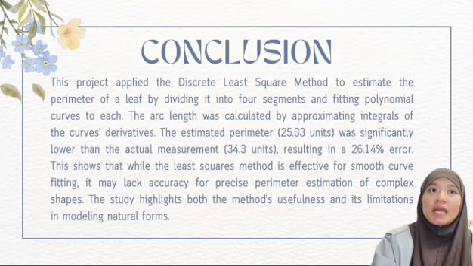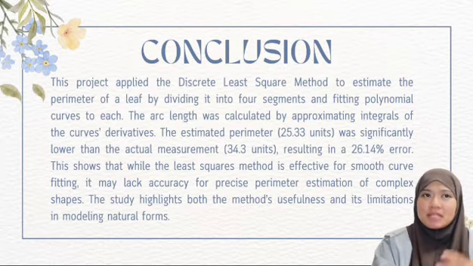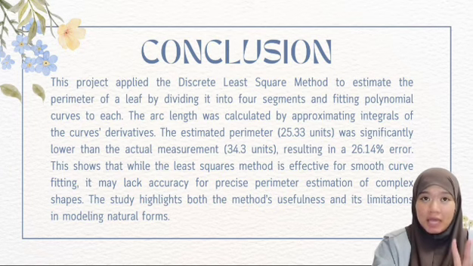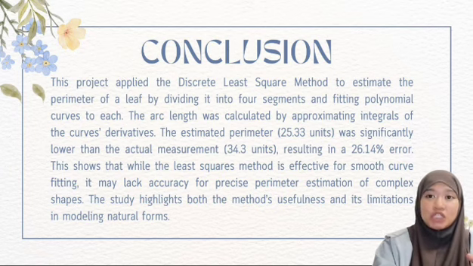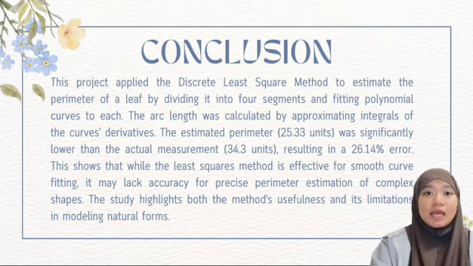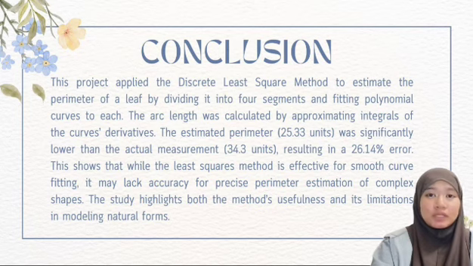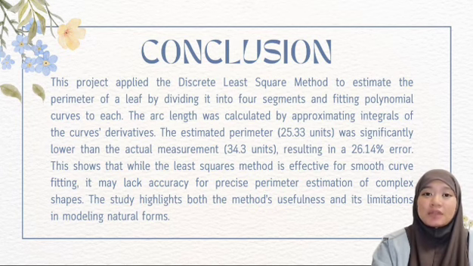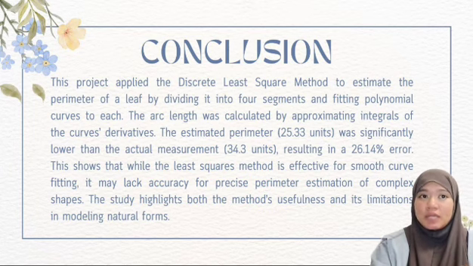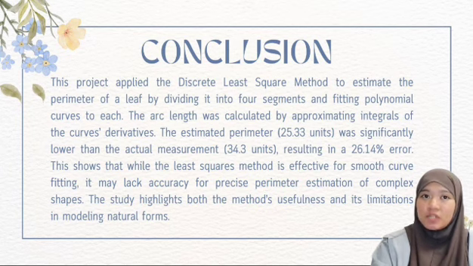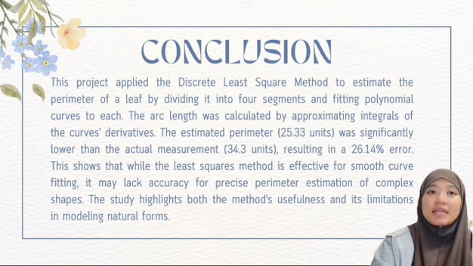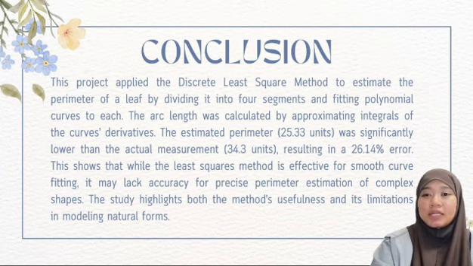So for the conclusion, this project applied the discrete least square method to estimate the parameter of a leaf by dividing it into 4 segments and fitting a polynomial curve to each. The outline was calculated by approximating the integral of the curve derivative. The estimated parameter is 25.33 units, was significantly lower than the actual measurement, which is 34.3 units, resulting in 26.14% error. This shows that while the least square method is effective for smooth curve fitting, it may lack accuracy for precise parameter estimation of a complex shape. It highlights both the method's usefulness and limitations in modeling natural forms.